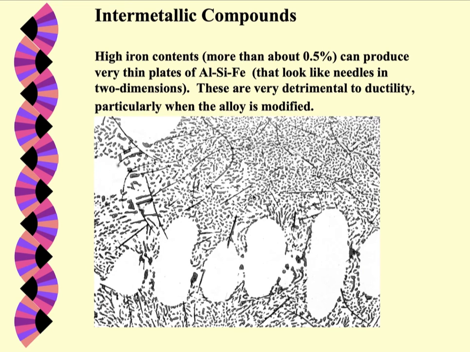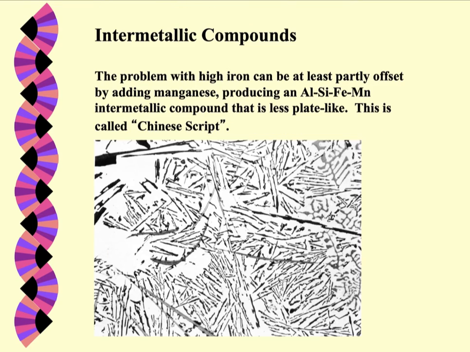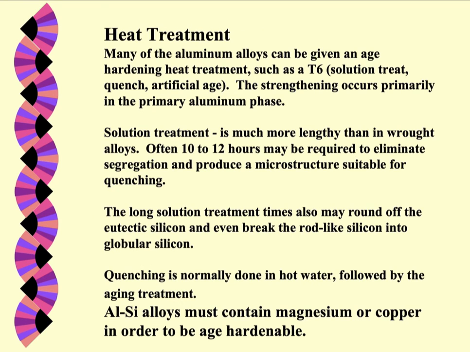Here's some more here. These little wisps that you see are like a crack waiting to happen. And you can also get it in this Chinese script form if there's some manganese in there as well. So aluminum is pretty complicated. Aluminum, silicon, iron, and manganese can combine to make this quote-unquote Chinese script type defect.